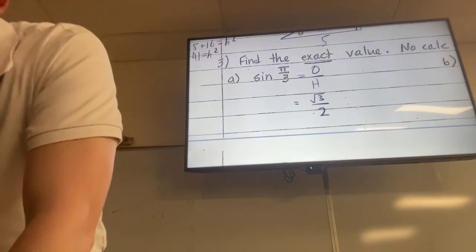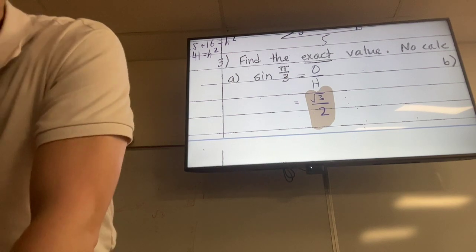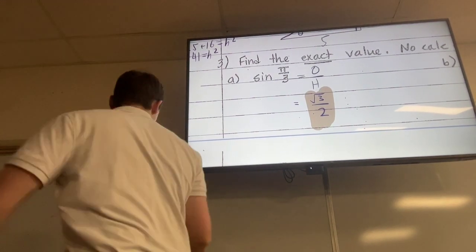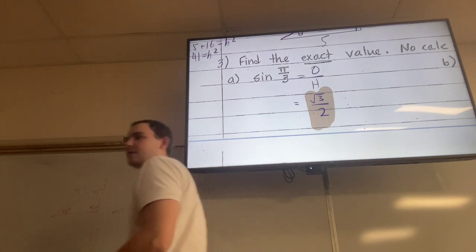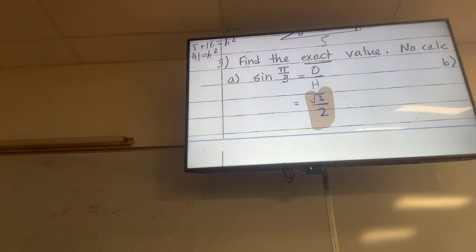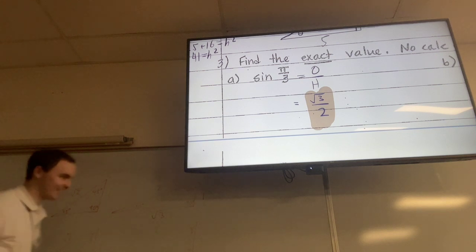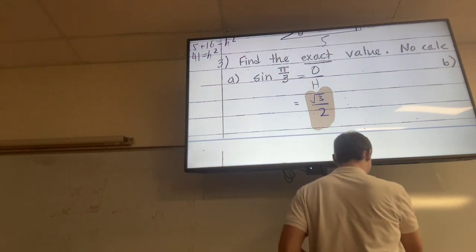Wait, how do you know which triangle to use? I'm using the triangle that has pi over 3 in it as one of the angles. So that's just the angle, then you do the opposite. Yeah, so the opposite side is root 3 and the hypotenuse is 2. SOHCAHTOA.